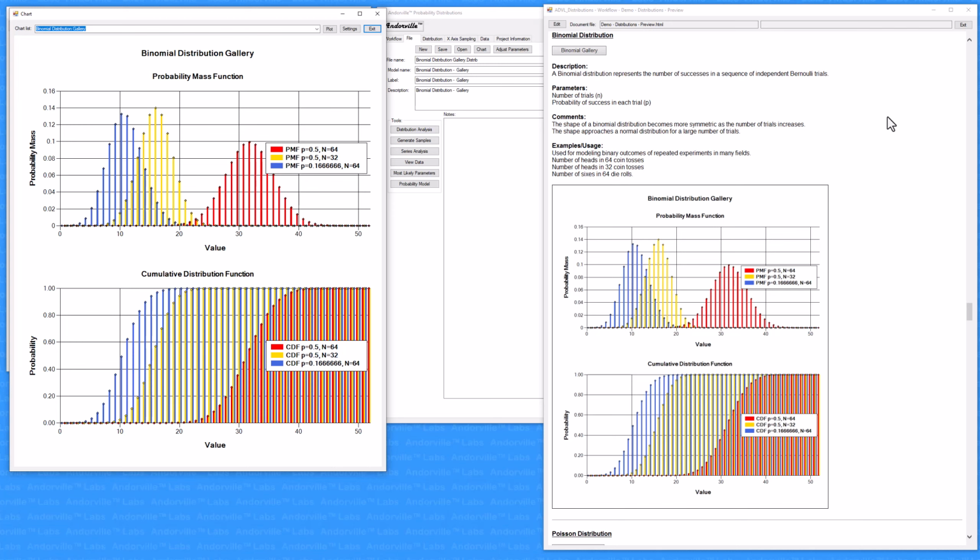Three examples of the binomial distribution are shown here. In red, the distribution models the number of heads in 64 coin tosses. In yellow, the distribution models the number of heads in 32 coin tosses. And in blue, the distribution models the number of sixes in 64 rolls of a die.